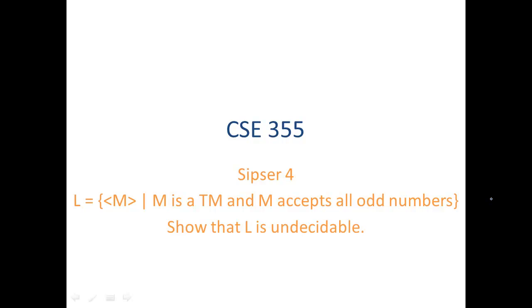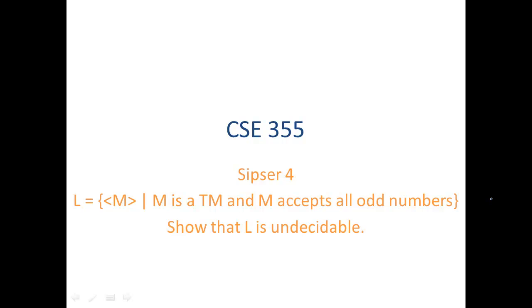In this video, we consider the language L, which is the set of strings M such that M is a description of a Turing machine, and M accepts all odd numbers. We need to show that L is undecidable. Remember, our standard proof of undecidability is to find an undecidable language that we can reduce to L, and then we can conclude that L must be undecidable by proof by contradiction.